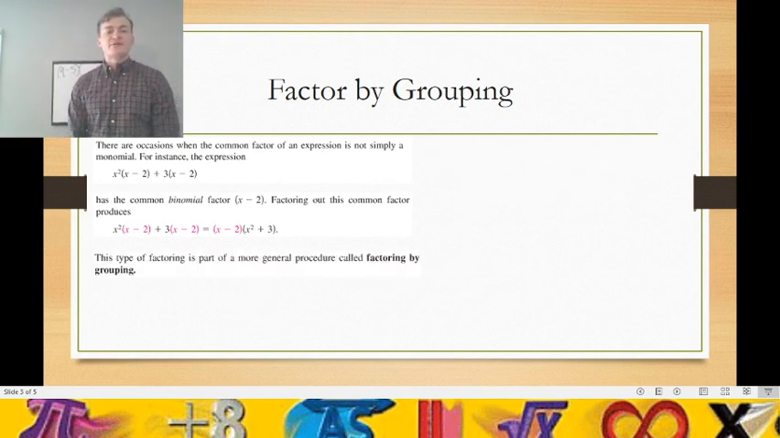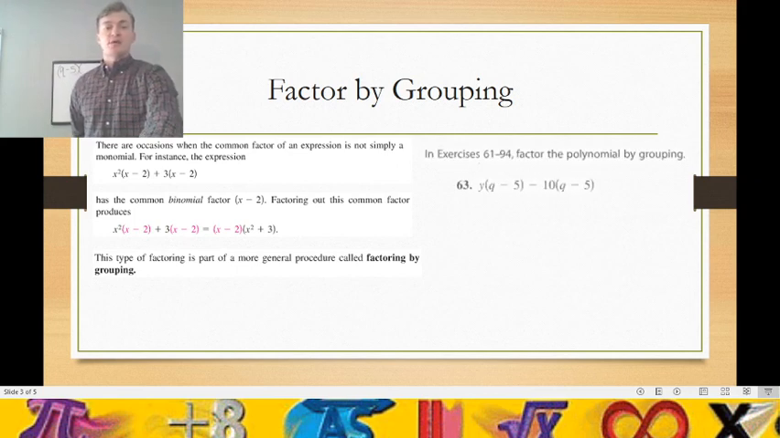So this type of factoring is part of a more general procedure called factoring by grouping. This is especially important for us because when we move into our next few sections, factoring trinomials, we will consider factoring trinomials as a form of grouping method. Very important that we nail down this topic here.